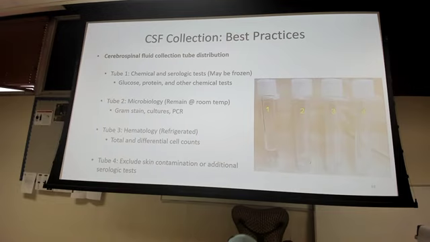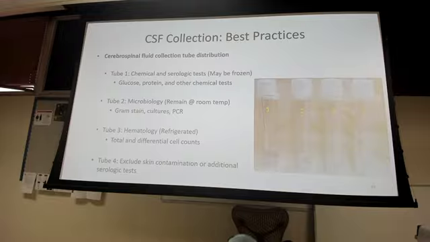All right, so that first tube, we'll go to chemistry. We'll run those chemical and serological tests, so glucose, protein, and other chemical tests. Tube 2, that has to remain at room temperature. Tube 1 also needs to be frozen. So tube 2, we'll go to micro. We'll run gram stains, cultures, and PCRs.